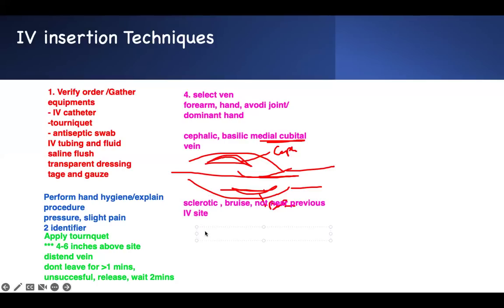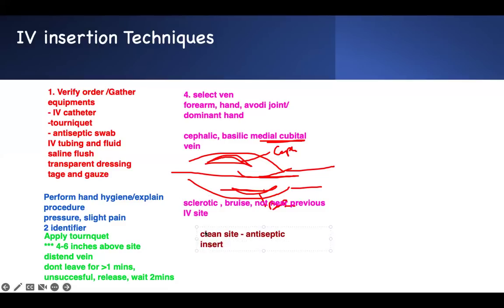Okay. The next one is cleaning the site. You have to clean the site for your IV, and you usually use antiseptic wipes. Sometimes you can use chlorhexidine or alcohol. Chlorhexidine or alcohol is fine. And then you insert the bevel up.